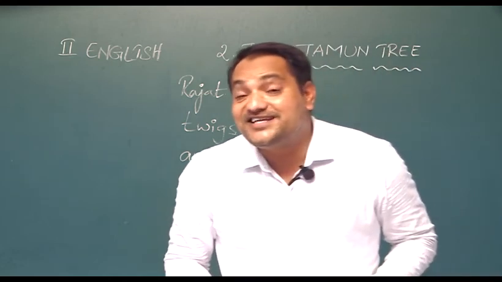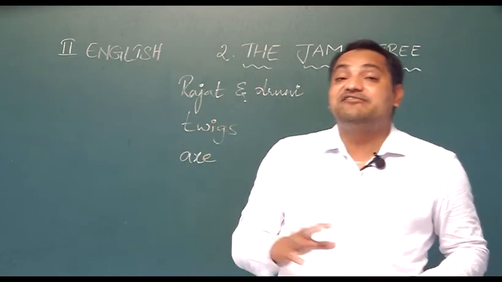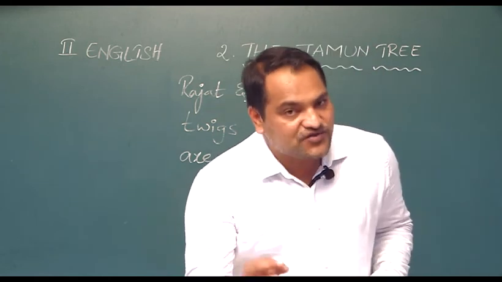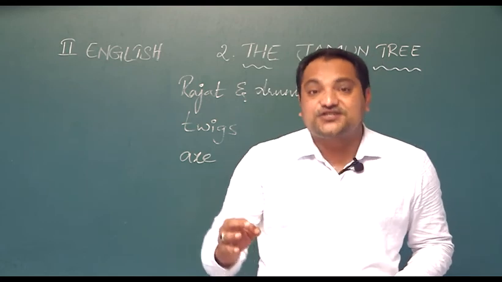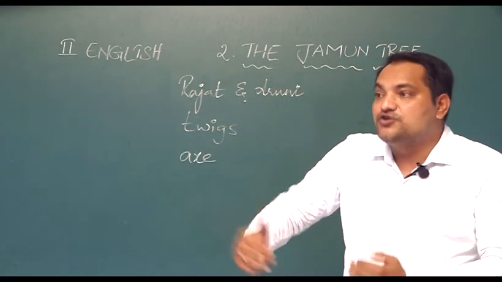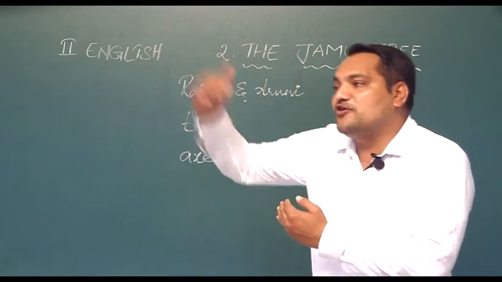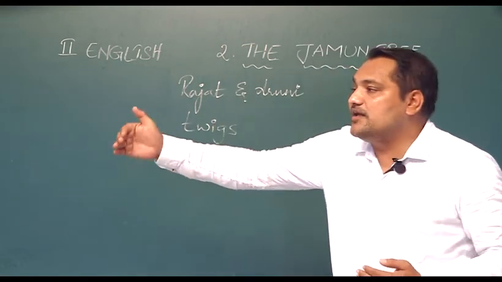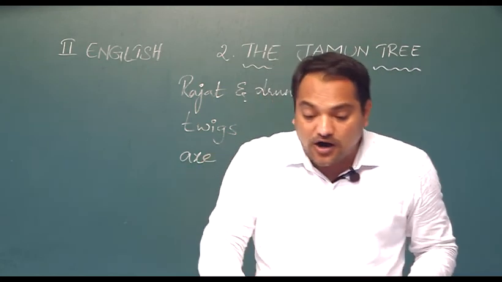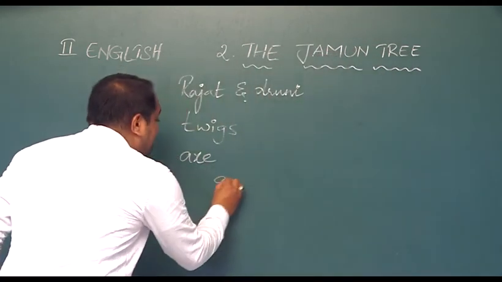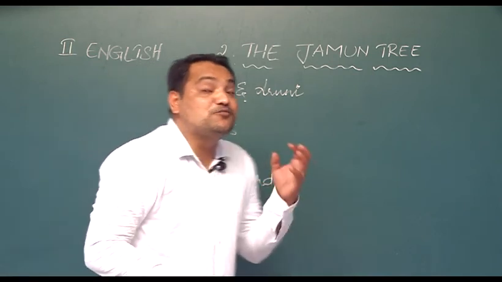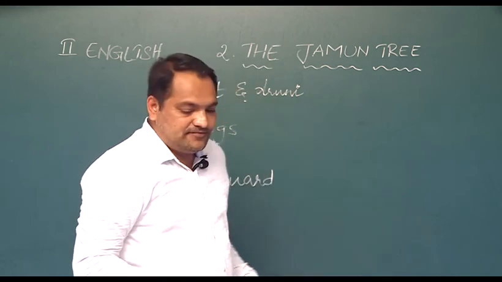So how did the villagers care for the trees? So that no other person can come and cut down the trees, the villagers took turns. Today it is my turn to guard the forest. Tomorrow somebody else's turn. In this way, all the villagers took turns to guard. What is the meaning of guard? To keep watch, to protect, to save, right?